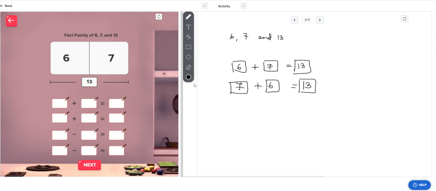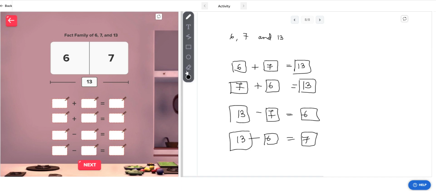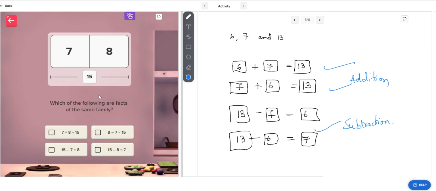Now, let's try to make our subtraction facts. The total is 13. 13 minus 7 should give me a 6. And 13 minus 6 should give me a 7, right? So these are my 4 facts. These 2 are my addition facts, right? And these 2 are my subtraction facts. Well, I hope, let's give it a check, right?